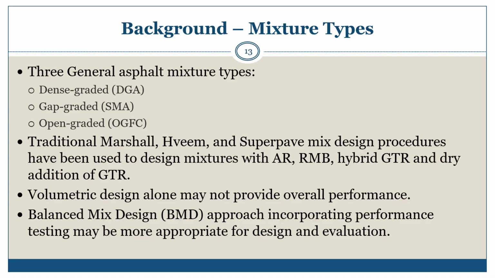GTR modified binders have been successfully used on three general asphalt mixture types: dense graded, gap graded, and open graded. Traditional mix design procedures have been used to design mixtures with both wet and dry processed rubber. Mixture design volumetrics are important in design of mixtures containing GTR modified asphalt binder or dry added rubber. However, volumetric mixture design procedures may not provide mixture performance desired. It is important to consider the rubber component of the binder and how it may affect volumetrics. The balanced mix design approach may be more suited for design of GTR modified systems.